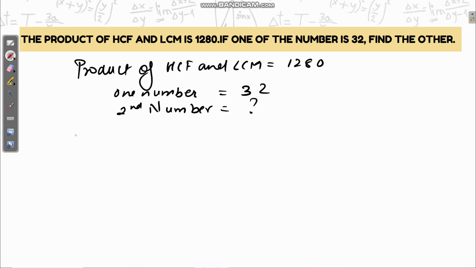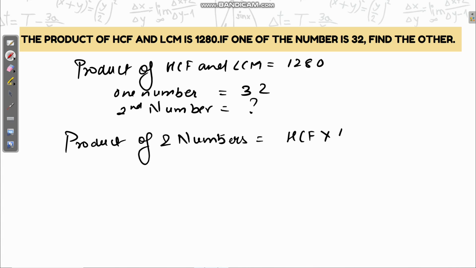We will use the same formula, so I'll just write it down. Product of two numbers is equal to HCF into LCM, that is nothing but the product of HCF and LCM. What do we know over here? Do we know one number out of the two? Yes, that is 32, and it's a product, so multiplication. I don't know the second number, so I can just write X over here, equal to the product of HCF into LCM, which I do know, that is 1280.